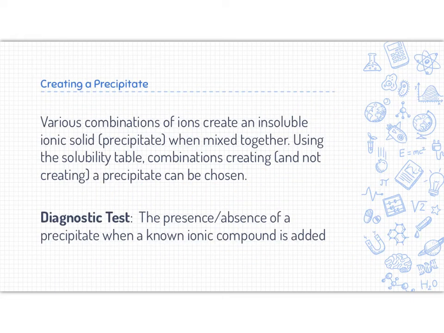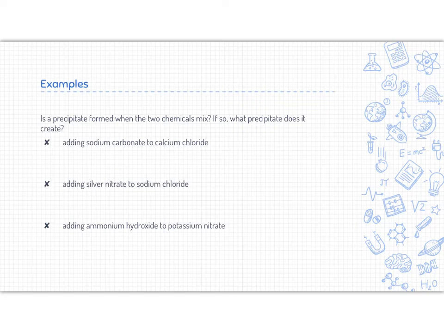Creating a precipitate: when two solutions are mixed together, sometimes an insoluble solid or precipitate is formed. We can use this information to help identify solutions. So when we use this, we're going to use our solubility tables as well. So in this example, is a precipitate formed when the two chemicals mix? If so, what precipitate is created? You can write the balanced chemical equation if you'd like.